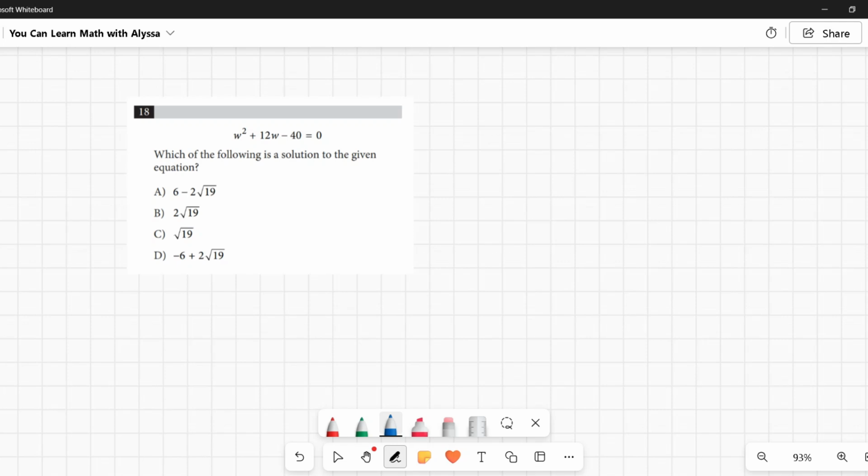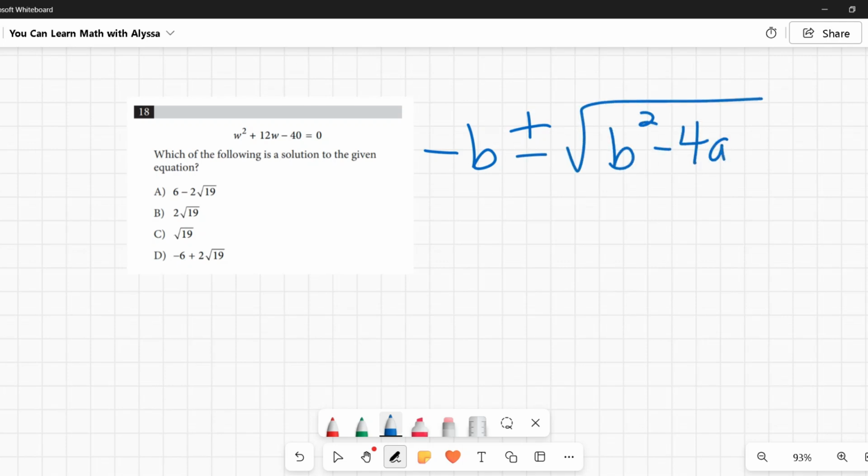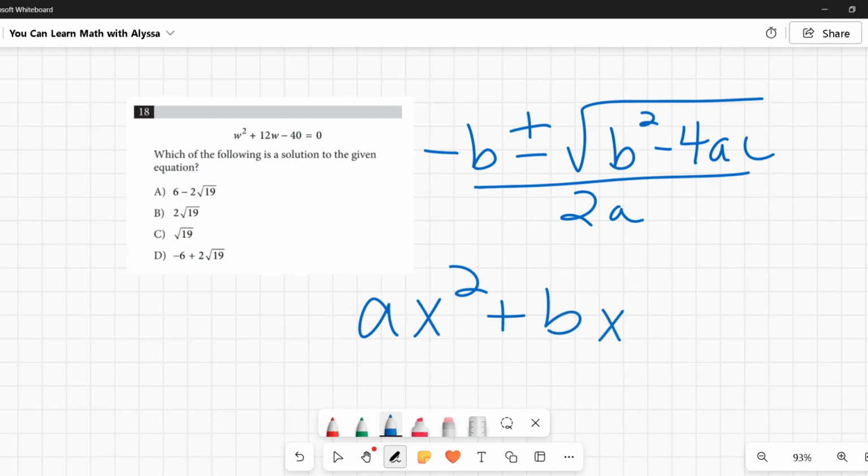All right, so the method that I used first was the quadratic formula, which is negative b plus or minus the square root of b squared minus 4 times a times c, all over 2a. Is it unwieldy? Yes. Is it important to memorize it? Also yes. The b's, a's, and c's here are referring to when I have a quadratic in the form of ax squared plus bx plus c equals 0. That is important, that it equals 0.